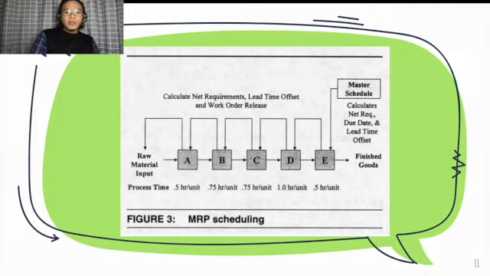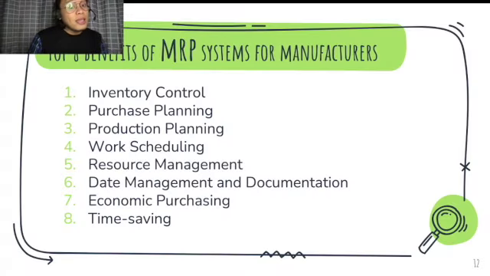Okay, so let's go on to the 8 benefits of MRP systems for manufacturers. So we have inventory control. Inventory management is crucial to realizing manufacturing efficiency. MRP systems work with data from the production schedule to determine the exact level and cost of inventory required to meet the demand. Then we have purchase planning. Streamlining the production process is also heavily dependent on knowing what is available, what to buy, and when to buy your ingredients or the raw materials.